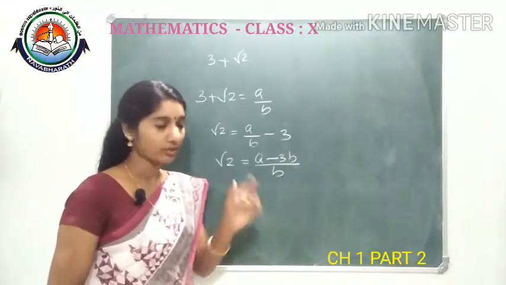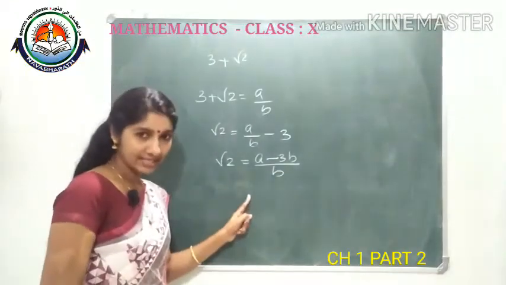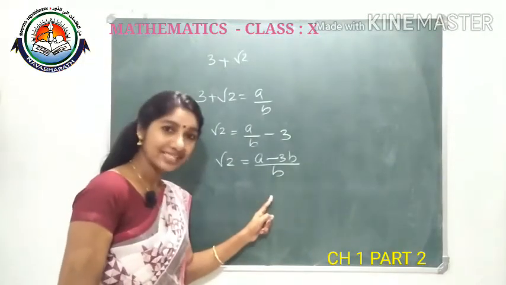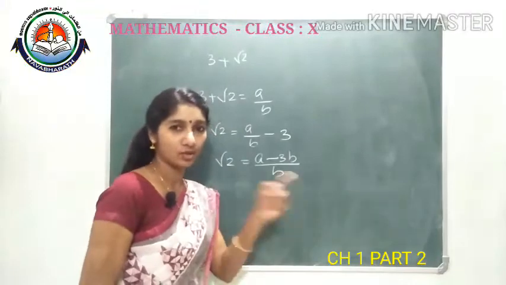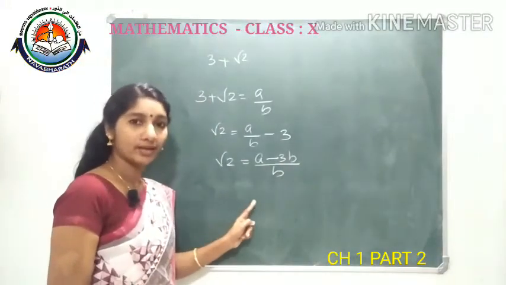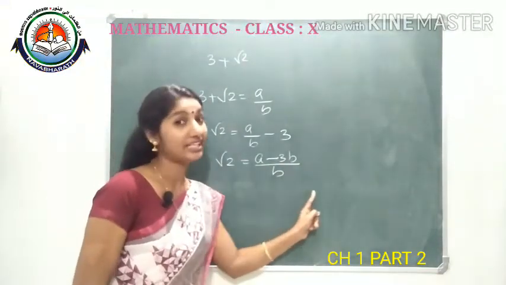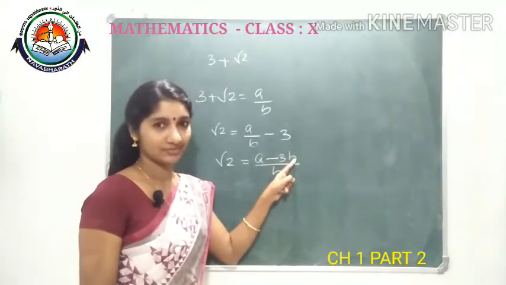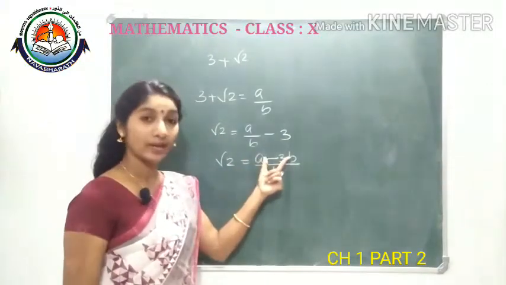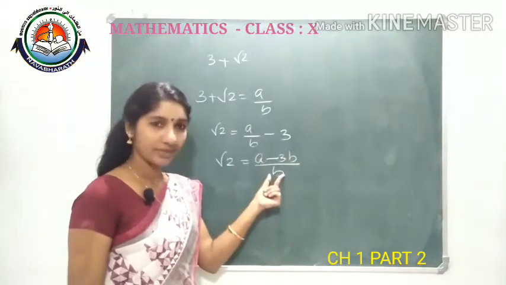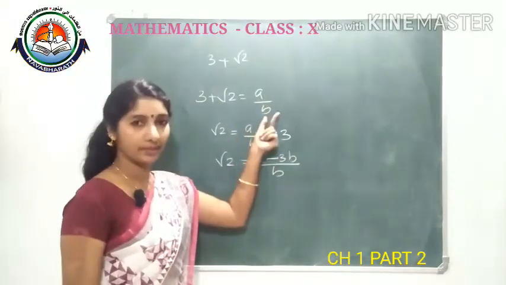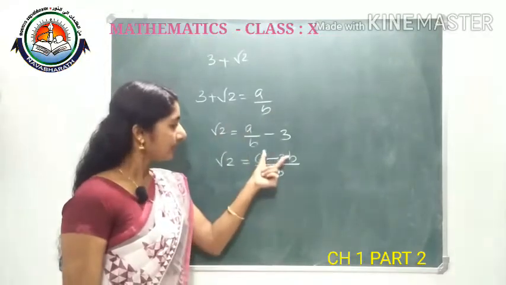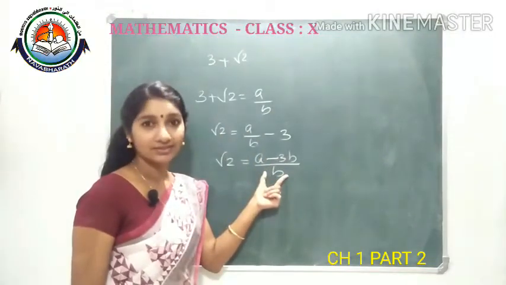Correct now? You need to write here: a is an integer, 3 is an integer, b is an integer. Or together you can write here a, 3, and b are integers. Therefore, a minus 3b is an integer. So, we are getting numerator is an integer, denominator b is an integer. We took here a by b, a and b are integers. So, integer by integer we got, isn't it?